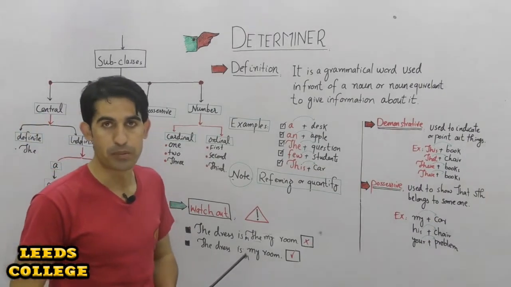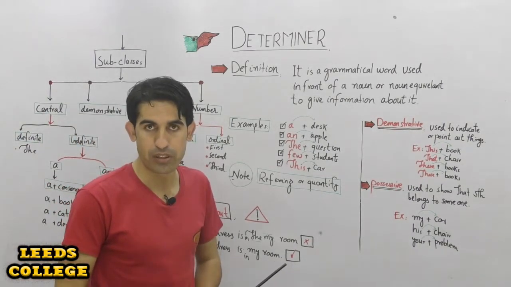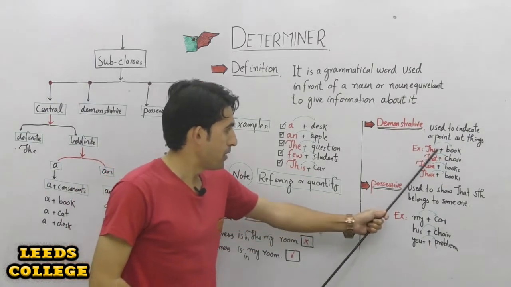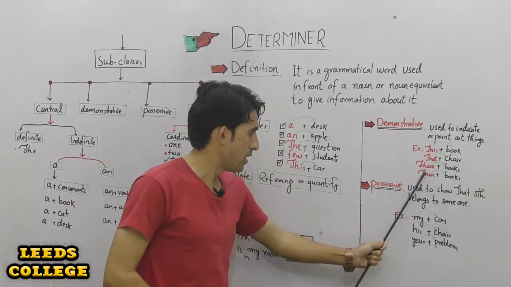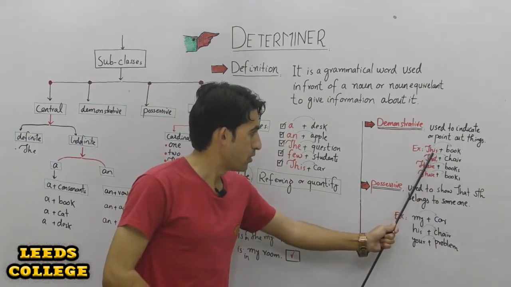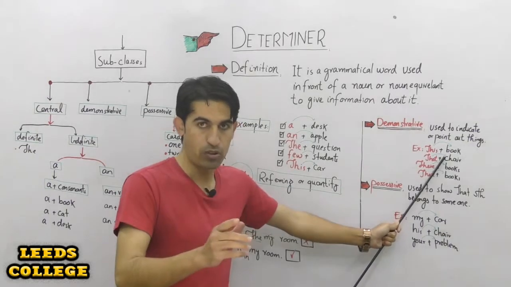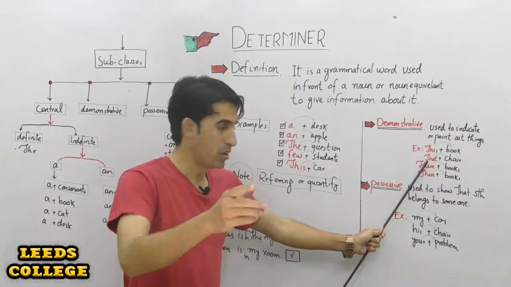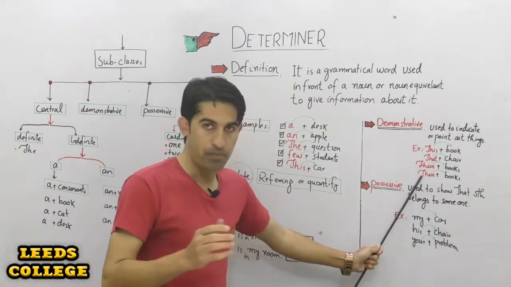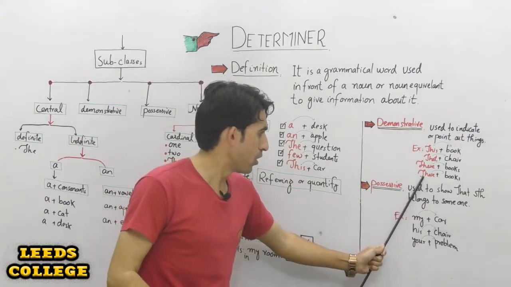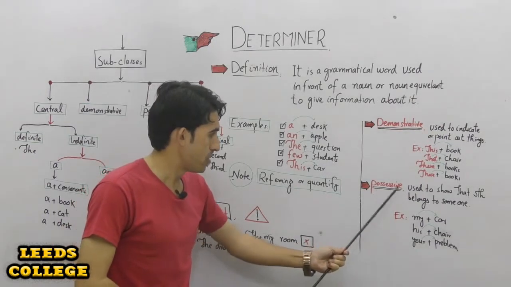What is a demonstrative determiner? These determiners are used to indicate or point to things, nouns. Examples: this book, that chair, these books, and those books. So this indicates a book, for example, this book, let's say that book. If we have many books near us, then we use these books, and if we have many books far away, we use those books. Now coming to the possessive determiner.